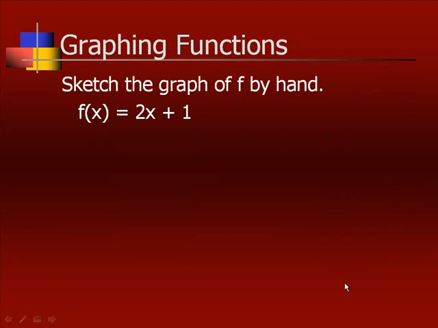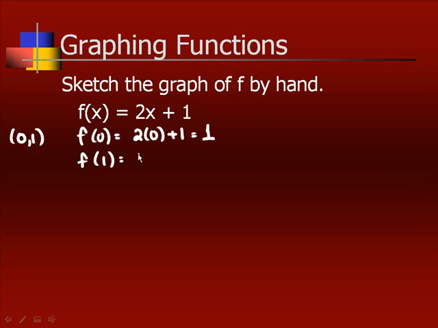Now, last thing is graphing. Sketch the graph of f by hand. We just need a couple of points to find the shape of that graph. So if we went through and said f of 0, that means we'll plug in x is 0. So that's 2 times 0 is 0. 0 plus 1 is 1. So that means 0, 1 is on the graph. Let's do another one. f of 1. 2 times 1 is 2. 2 plus 1 is 3. So that means the ordered pair 1, 3 is on the graph.